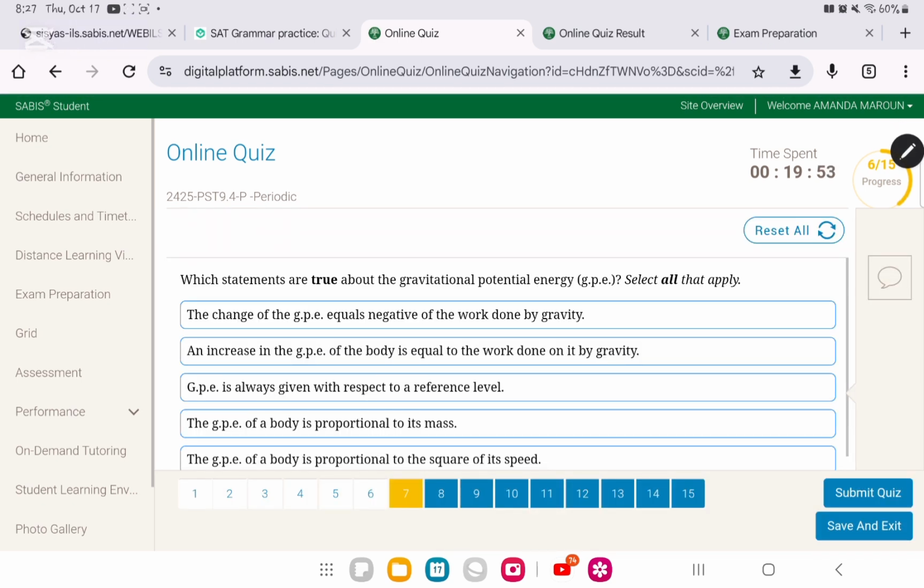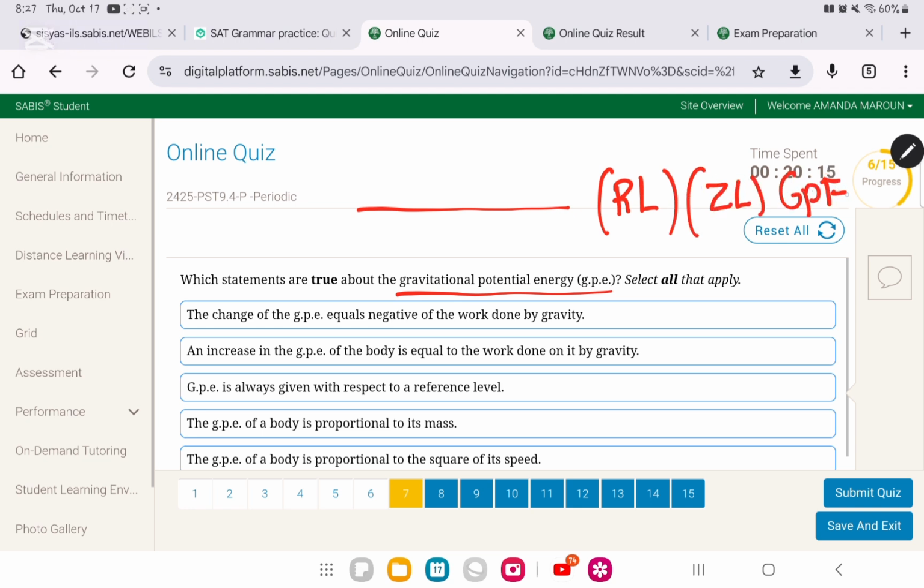Question number 7 is very, very important. Which statements are true about the gravitational potential energy? Let me explain about the gravitational potential energy. Every time we're talking about gravitational potential energy, it has a reference level, or the 0 level, where the GPE is equal to 0. If we go up from the reference level, it will be plus mgh. If we go down from it, it will be minus mgh.